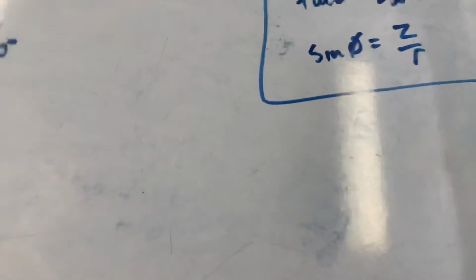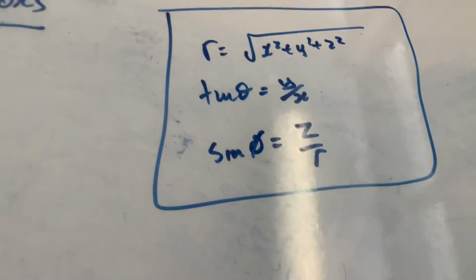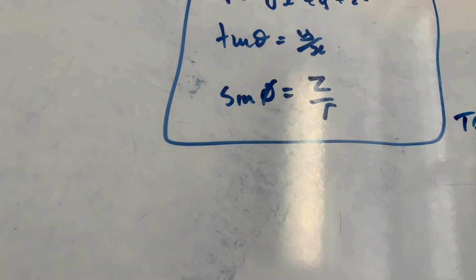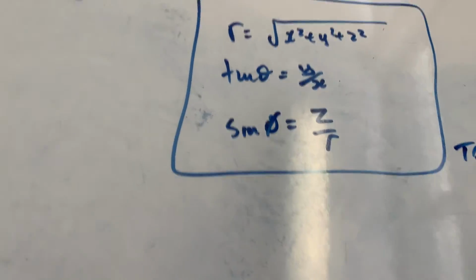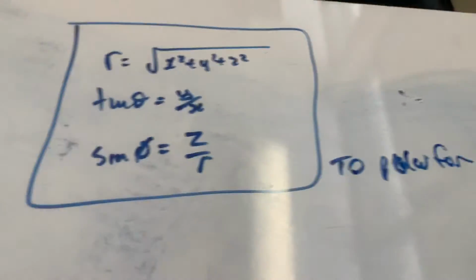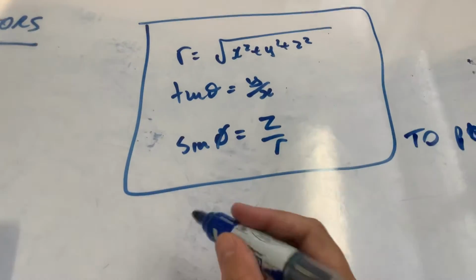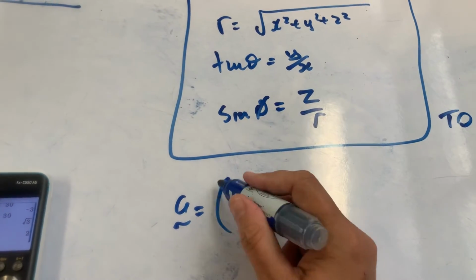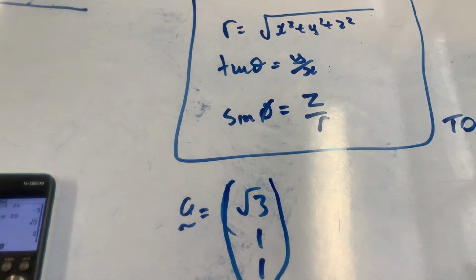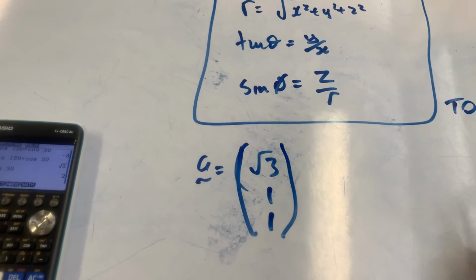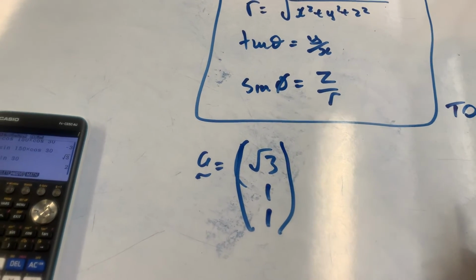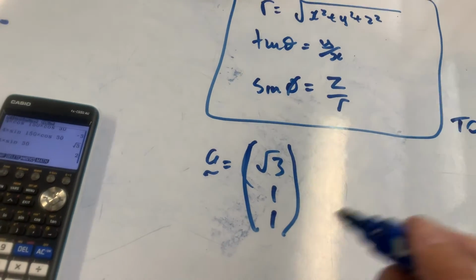Now, okay, I want to convert the other way. I want to convert to polar form. So if I have the vector, let's call my vector, let's go root 3, 1, 1, as a column vector. So my x is root 3, my y is 1, and my z is 1. I want to go to polar form.